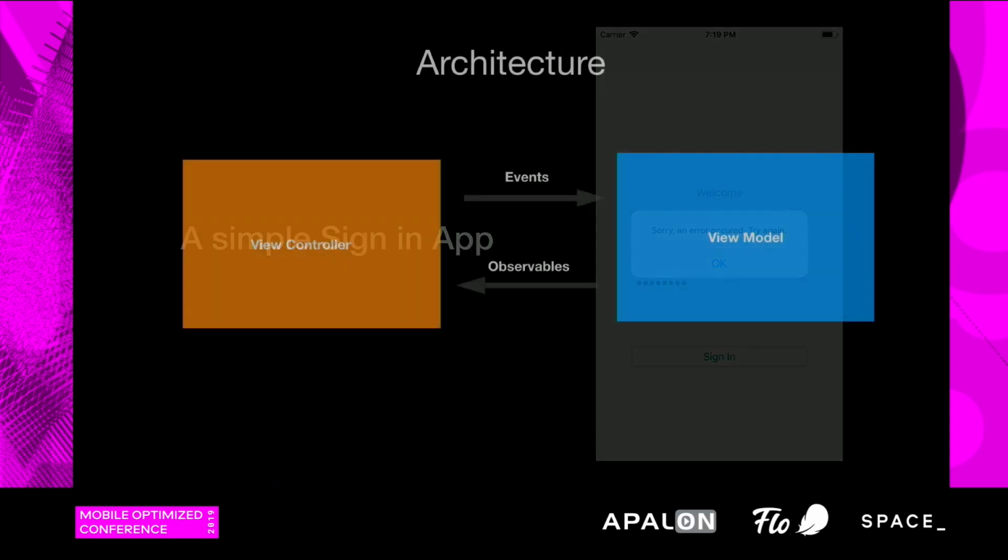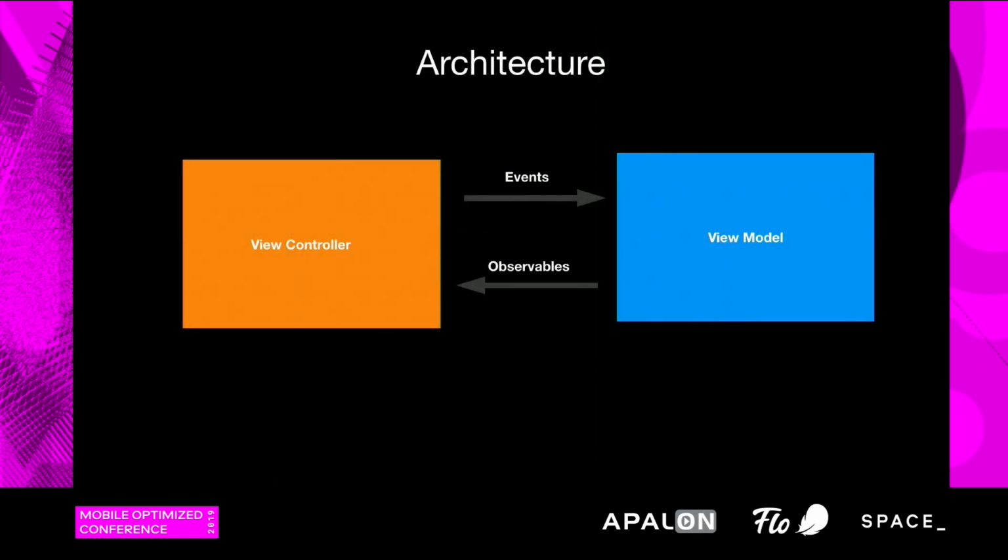So, what is the architecture that we're gonna use in order to implement our sign-in app? It's basically the MVVM pattern. We have the view controller that has all the UI elements, and then the view model that has all the business logic. And the view controller exposes its events to the view model, and the view model does some stuff and generates the output, which it exposes as observables to the view controller, to which the view controller subscribes in order to update its UI accordingly. So let's see how the view model looks like.